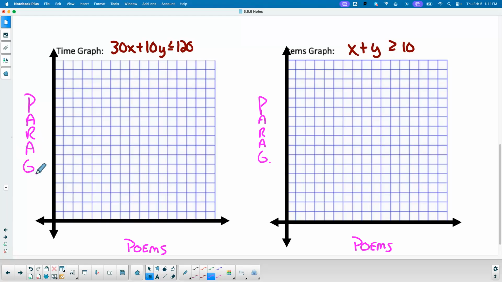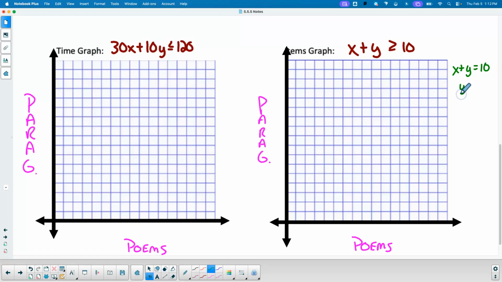I think we can go by ones, if I'm not mistaken. Okay. So items to graph. Which one do you want to do first? Left one or right one? Right one first? Okay. So how do you want to graph it? You want to graph it with intercepts or slope intercept? Slope intercept form? Okay. So then I would be thinking about this as x plus y equals 10.